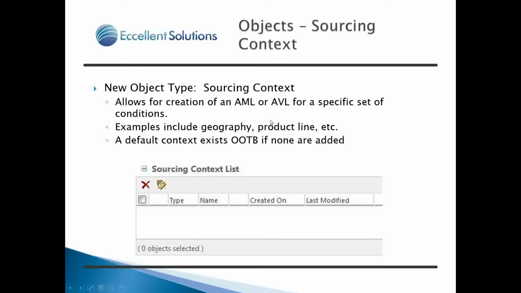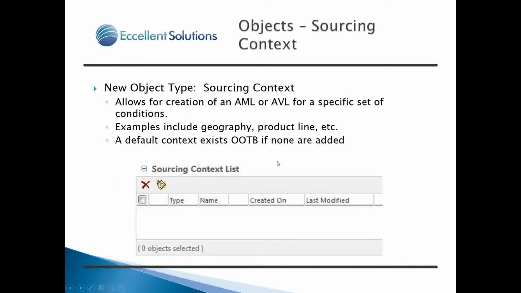The source context object is the object that actually creates the home of where the AML or AVL exists. Typical concepts of a sourcing context would be to source objects across maybe a geography. Maybe you want to have an Eastern Hemisphere or Western Hemisphere location, or European locations or Asian locations for particular purchasers, and you want to be able to source your objects accordingly. You can do that using a sourcing context.